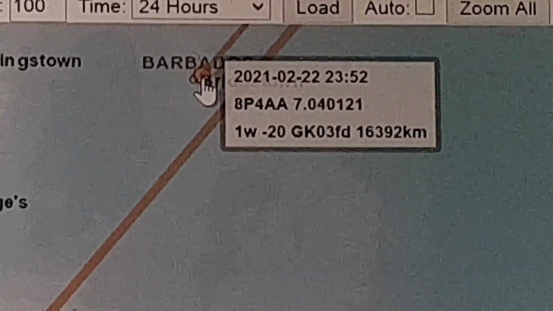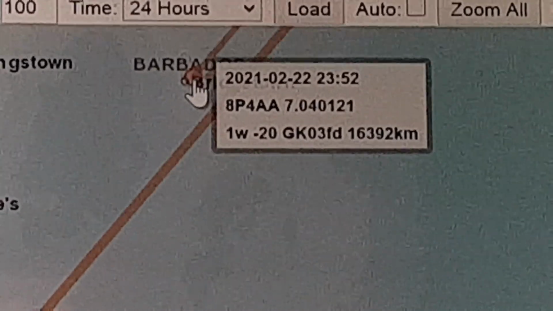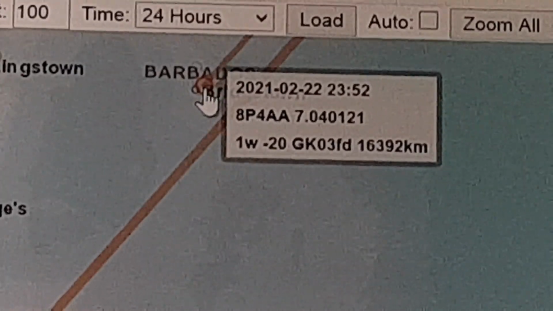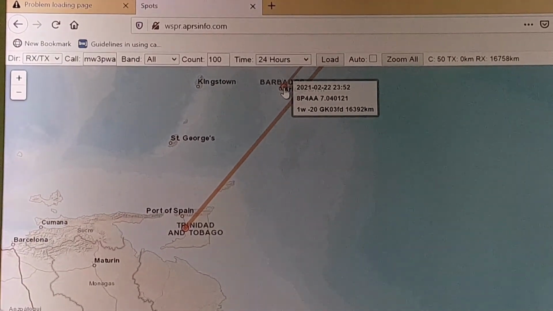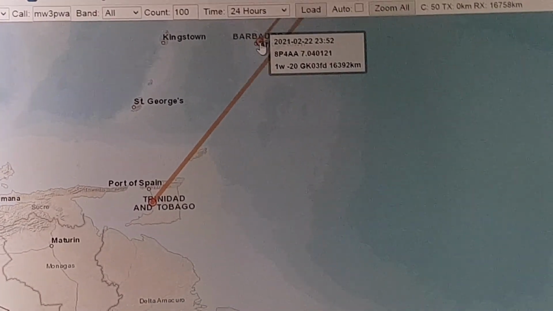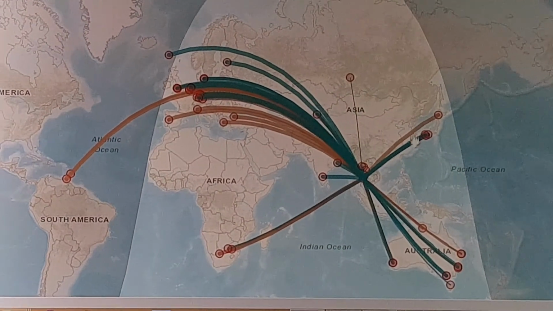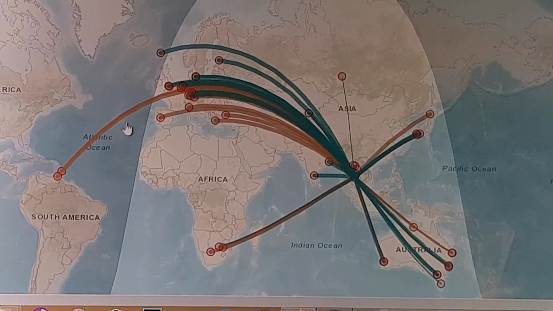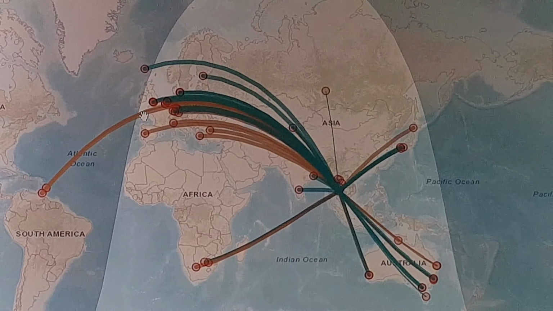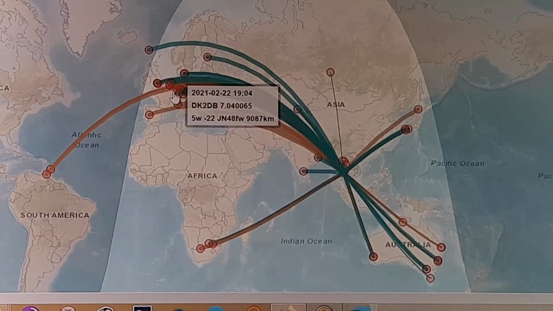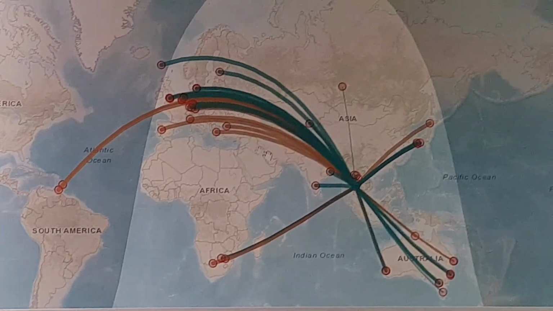16,392 kilometers. 8P4AA at the same frequency was transmitting at 1 watt, and he got through. So theoretically, those two stations could have both been transmitting at 1 watt or even less, and then covered the enormous range. I'll zoom back out through the ionosphere and reflections, and then over the important grey line, where there's a difference in propagation between one side and the other, and some form of ducting can occur here. So that's an important point.